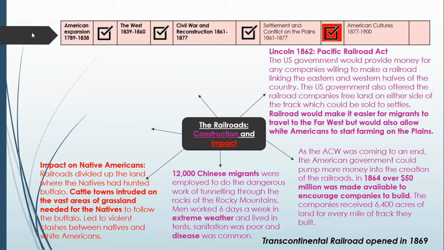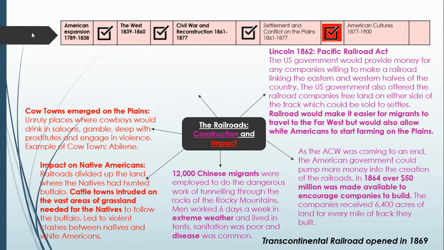So railroads divided up the land where the natives hunted the buffalo. Remember, we said tribes such as the Lakota Sioux were nomadic, they heavily relied on the buffalo, so this is going to cause a problem. There were also cattle towns which started to be introduced, and these intruded on the vast areas of grassland needed for the natives to follow the buffalo. So this leads to violent clashes between the natives and the white Americans.